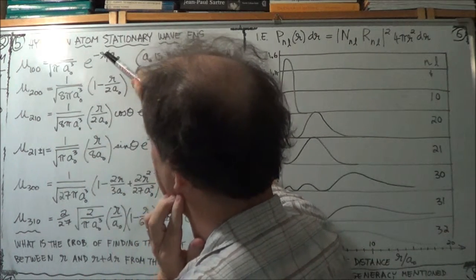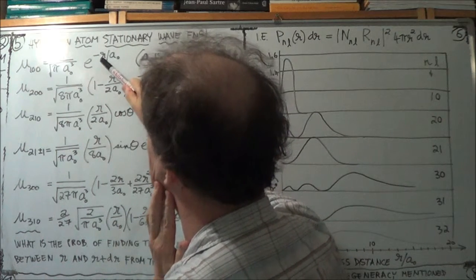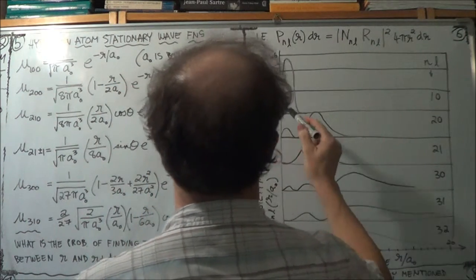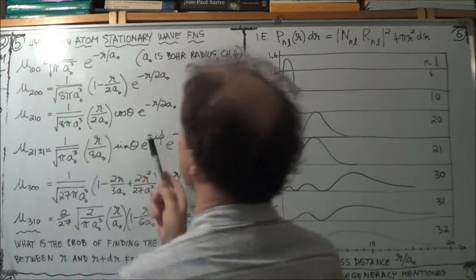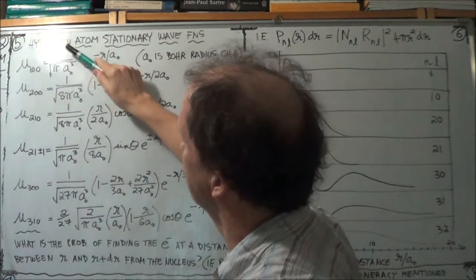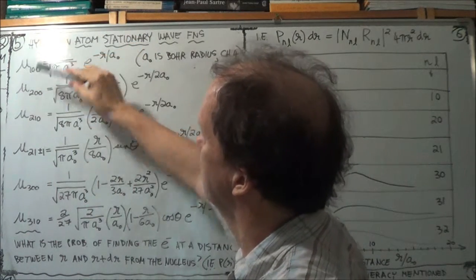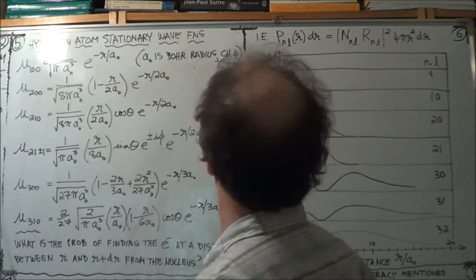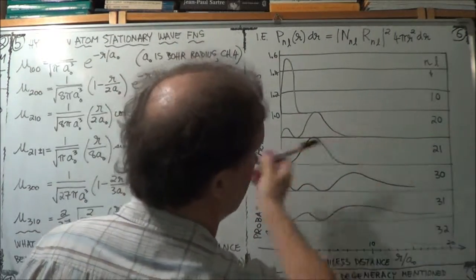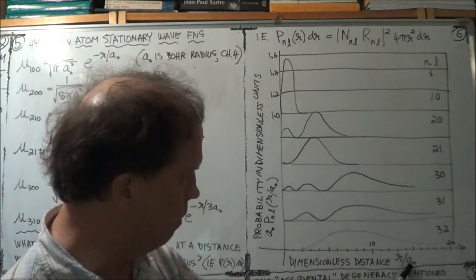So when r is nothing, that just becomes 1. So it's starting here at 1. Does that make sense? Yeah. So when r is 0, this is 1, so you get this term. So I guess it starts at about 1. Actually, this is not just r. It's r divided by the Bohr radius.